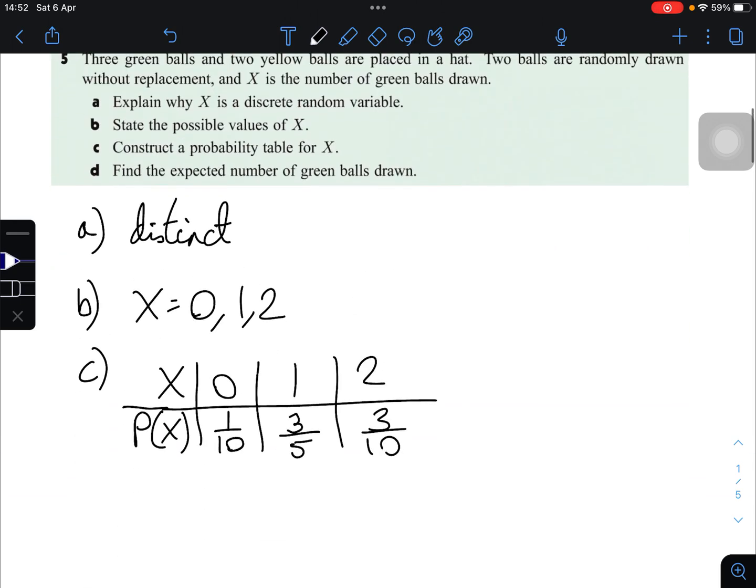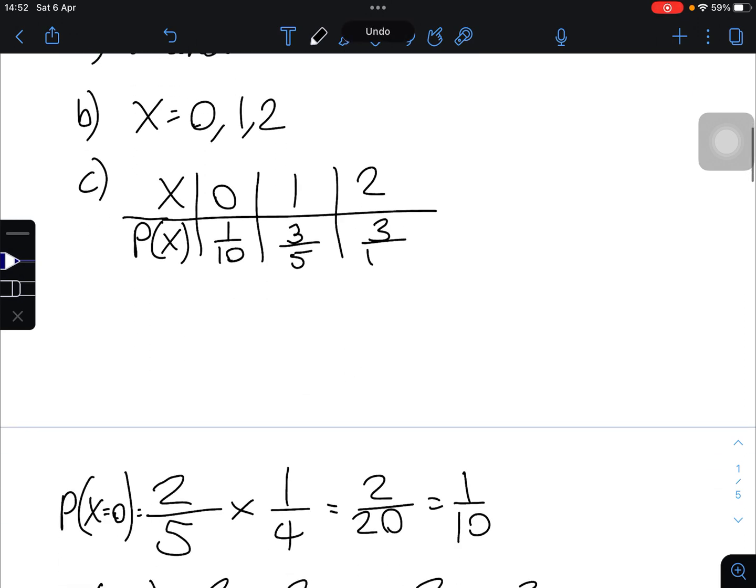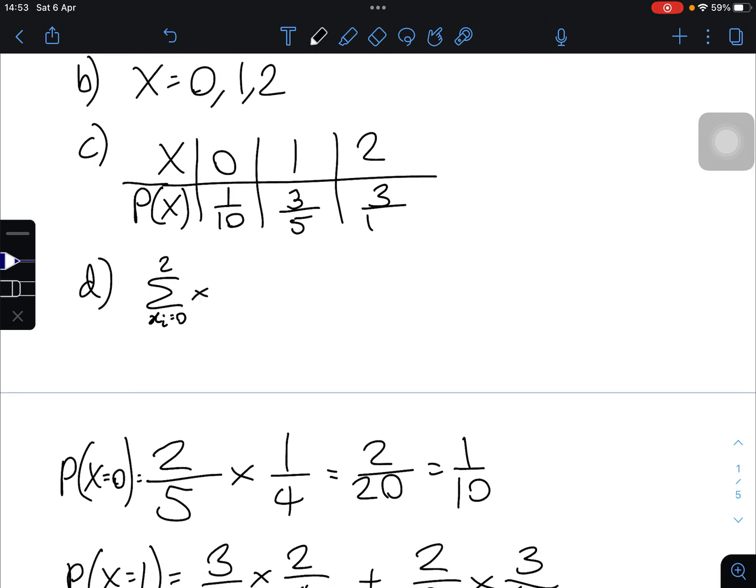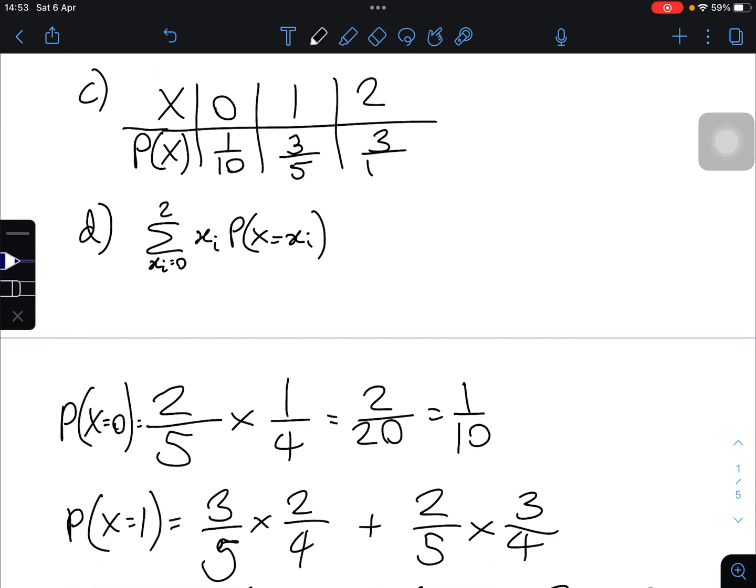Part D, find the expected number of green balls drawn. Expected number, that's just a formula, and the formula is the sum, in our case we've got x, haven't we? Sum over i equals 0 to 2, and you don't have to write this out even, of x_i times P of x equals x_i. That's the definition formally, but it literally just means this one times this one plus this one times this one plus this one times that one.